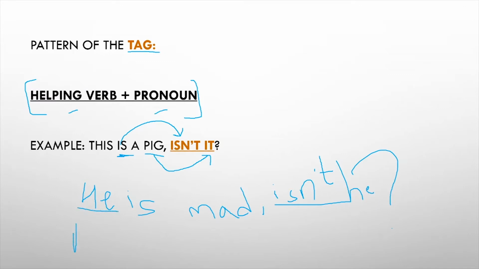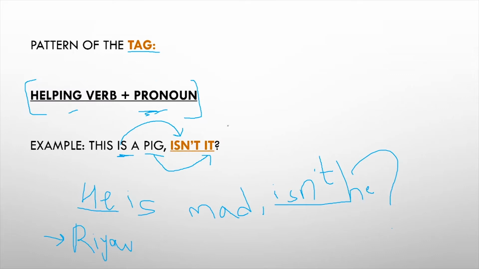if I say Riya is mad, even then I cannot use isn't Riya. I have to say isn't he, because for Riya, for the subject, for the noun, I have to use a proper suitable pronoun, because a tag can be framed or formed using a helping verb and a pronoun.